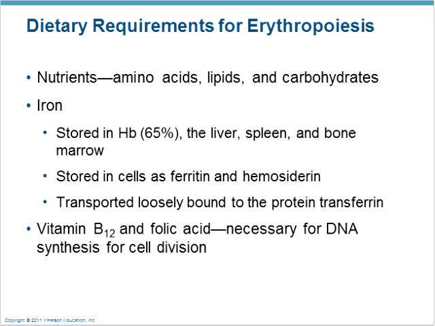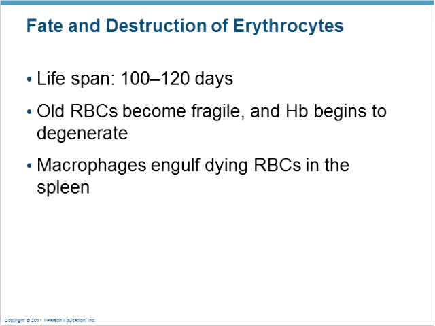There are some dietary requirements for adequate erythropoiesis. Our blood cells are made up of amino acids, some lipids and carbohydrates, and iron for sure, stored in hemoglobin. Most of our iron is stored in hemoglobin, 65% of it, and the rest in the liver, the spleen, and bone marrow. Iron is stored in cells as ferritin and what's called hemosiderin. It's transported loosely bound to the protein transferrin. We also need vitamin B12 and folic acid, which are necessary for DNA synthesis for cell division. If we don't have those, we can have a type of anemia.